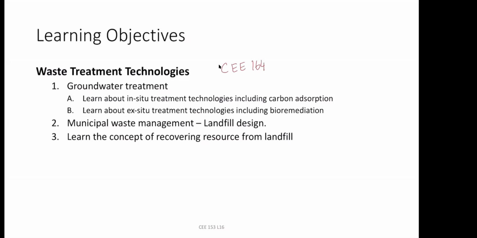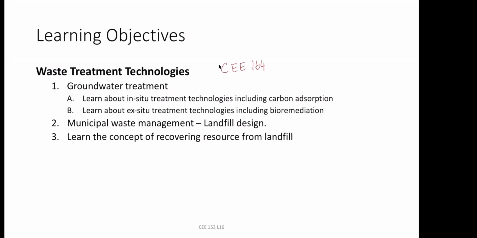So first, what we are going to learn is different types of treatment technology to treat all the groundwater. So there are ex situ and in situ. In situ means right inside the groundwater without really taking it out. Ex situ means you pump the groundwater outside and then you degrade them or remove the pollutants.